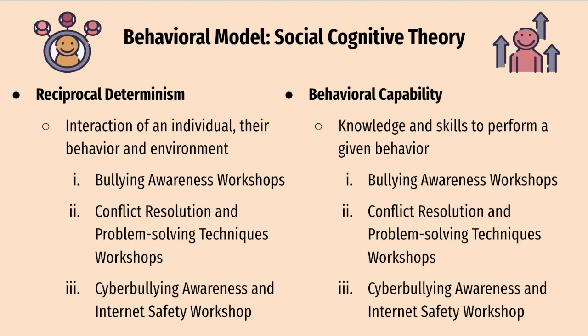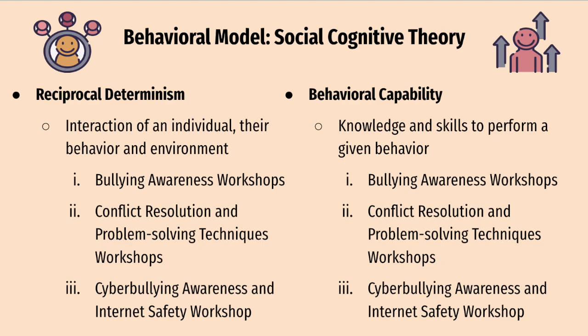Reciprocal determinism is the interaction and influences between the individual and related cognitive factors, their behavior, and the environment. It predicts behavior change because it allows the several factors to continuously shape and influence one another, therefore leading to shifts in behavior. The bullying awareness workshops, conflict resolution and problem-solving techniques workshop, and cyberbullying awareness and internet safety workshops are the activities needed to display reciprocal determinism.